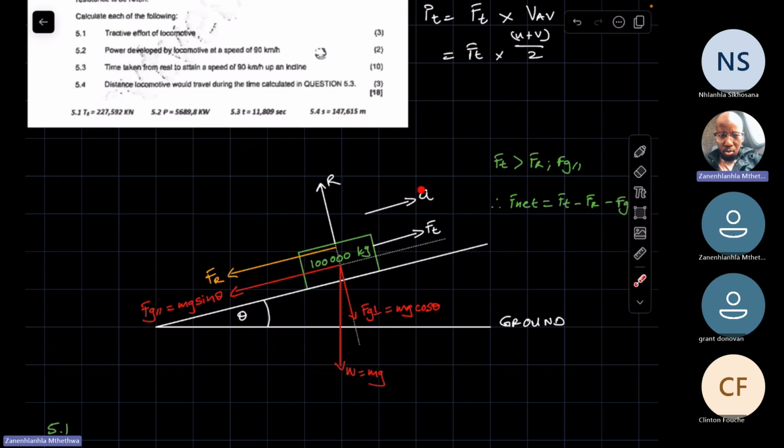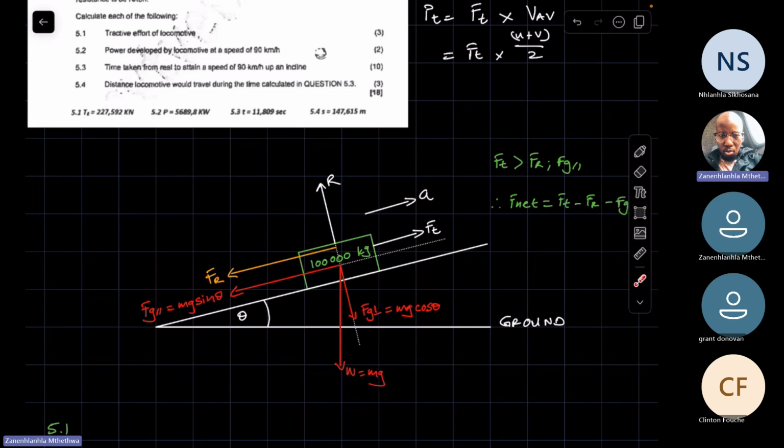Forces going against acceleration, you have the total resistance force, Fr, as well as Fg parallel. Now, this tells us that the vector sum of forces, F net, is going to be equal to what? Ft is in the same direction as acceleration, so you take it as positive. These two are going against acceleration, hence you take them as negative. So the vector sum of forces, F net, is essentially equal to Ft minus Fr minus Fg parallel.